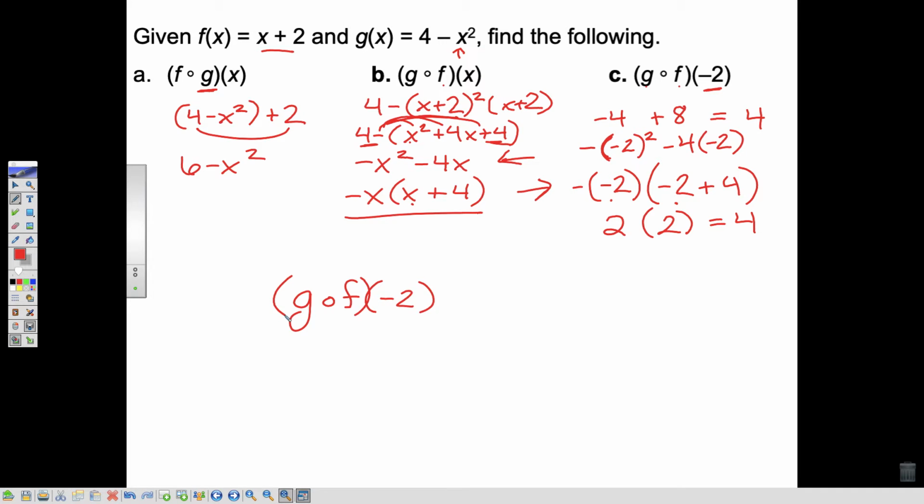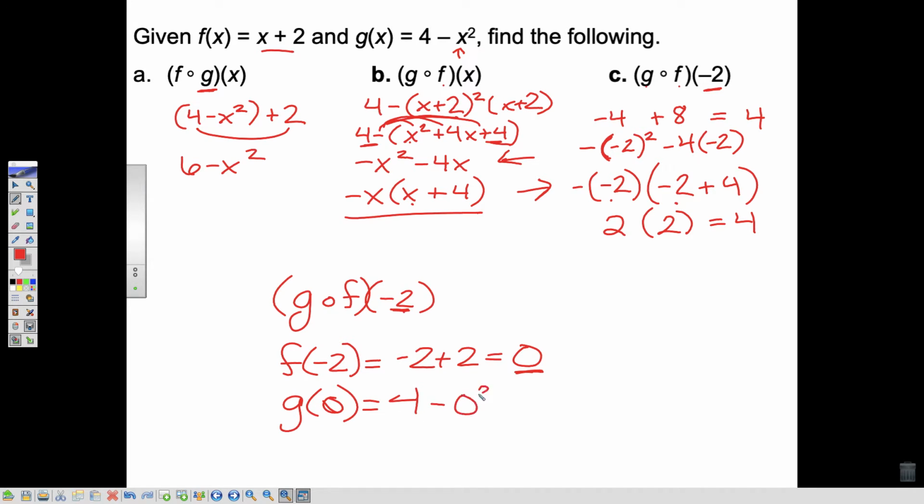Okay, F into G, right? So that means I put -2 into F first, and then my answer into what? G. So if I put -2 into F, that would be -2 plus 2, which would be what? 0. Then I plug my 0 into G, and I would get 4 minus 0 squared, which would be 4. I like that way better. But you can't do that.